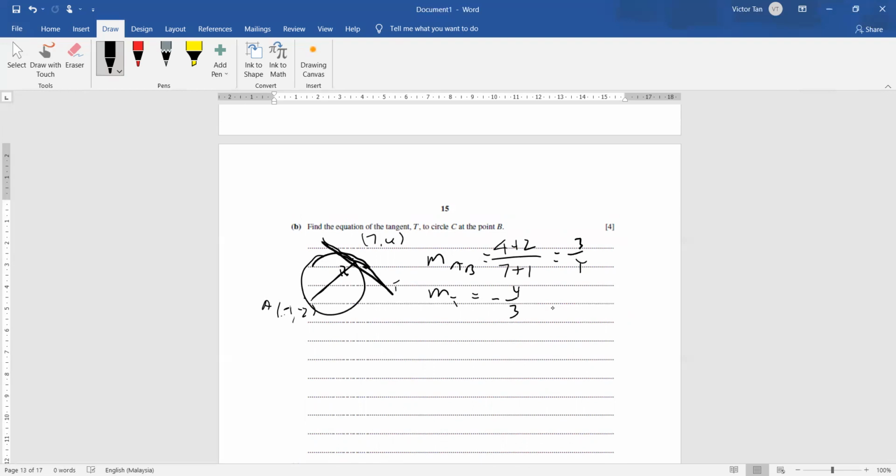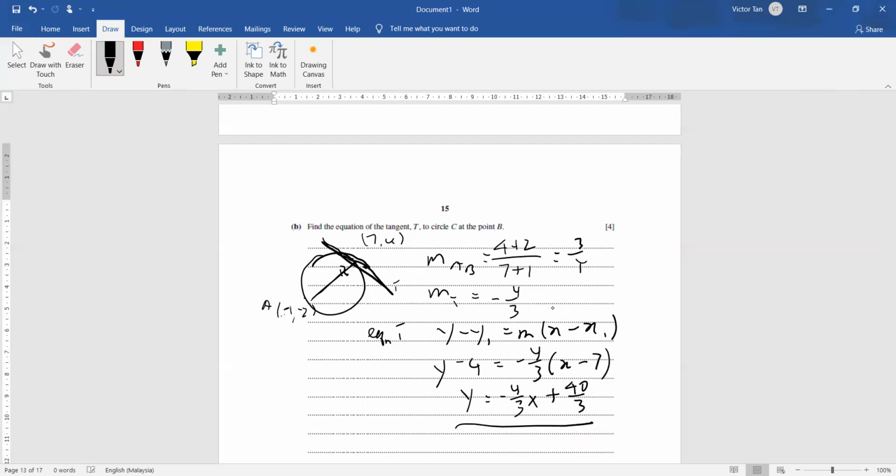So the equation of line T is y minus y1 equals m times x minus x1. So this is y minus 4 equals minus 4 over 3 times x minus 7. y equals minus 4 over 3 x plus 28 over 3 plus 4, which is plus 40 over 3.